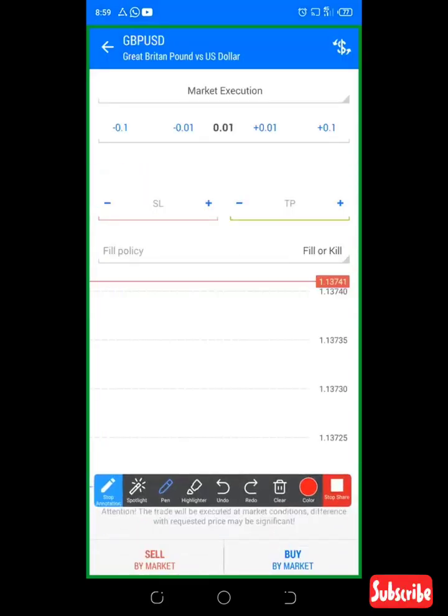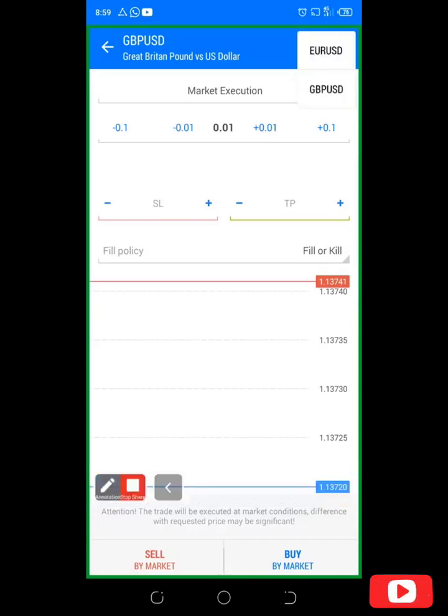Now, even while you're on the order page, you can actually still select other assets. This is where you come to select other assets. It gives you a list of the assets. But in this case, we are interested in GBP USD. And GBP USD means pounds against dollar. That's Great Britain's pounds against dollar. That's what it means.